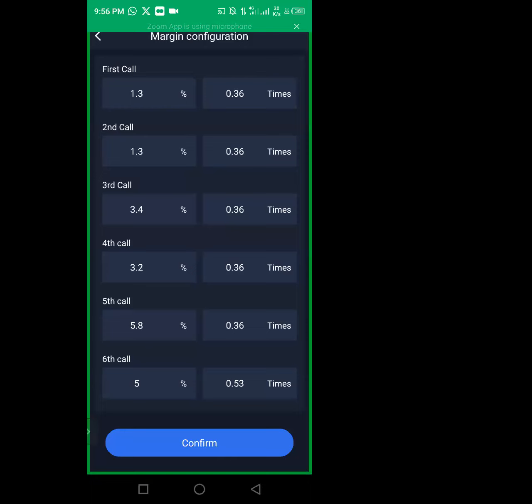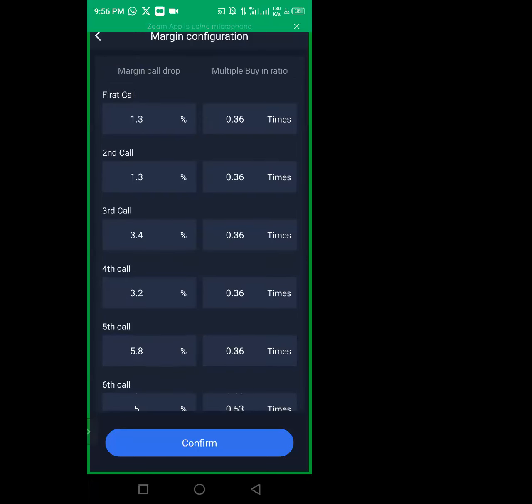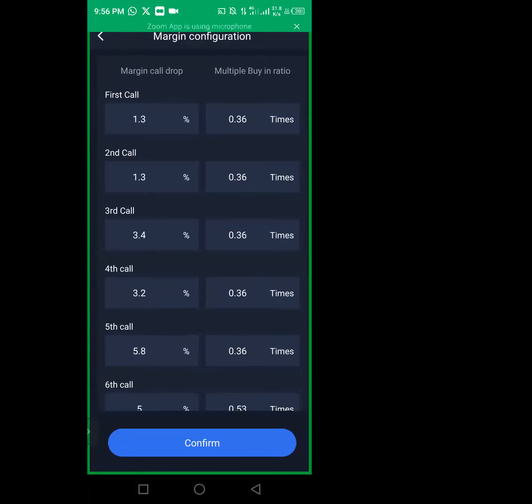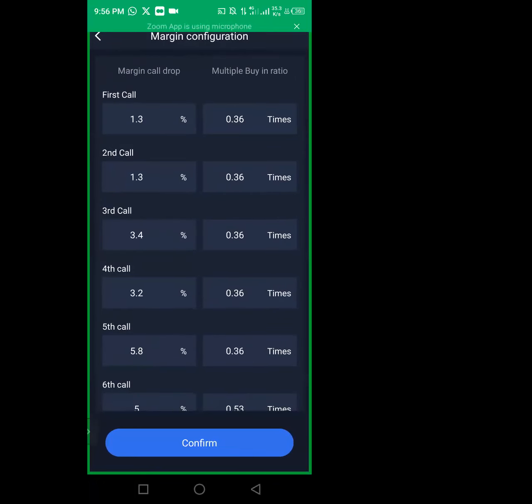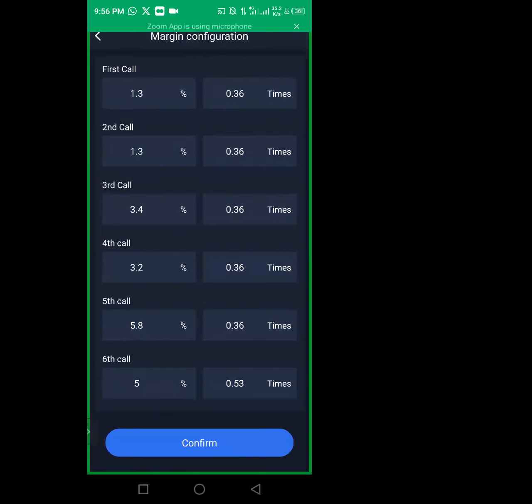Before I started explaining the margin call drop, I said something when someone asked me what to use for the margin call drop percentage. I told him to use any numbers. Anything you put here, you know that the total should equal the total margin reduction you want to cover.